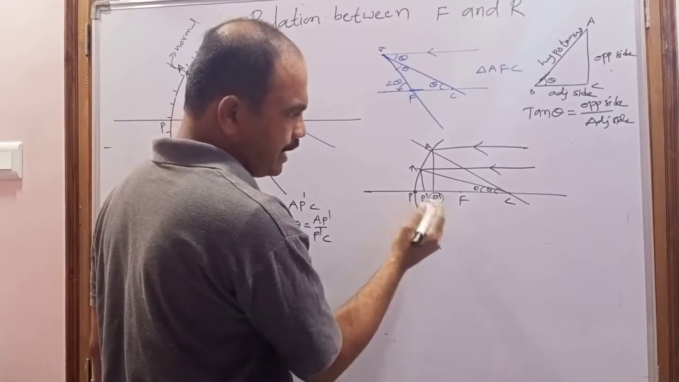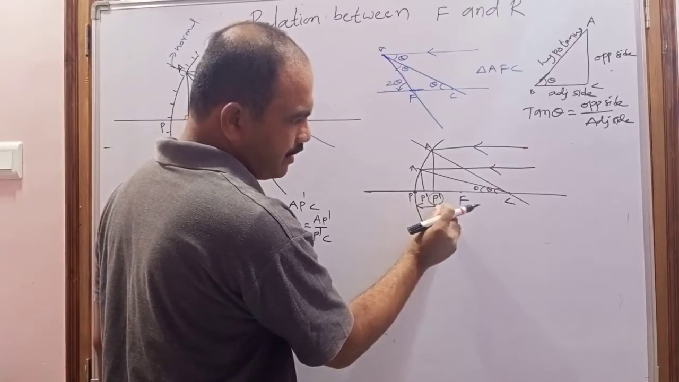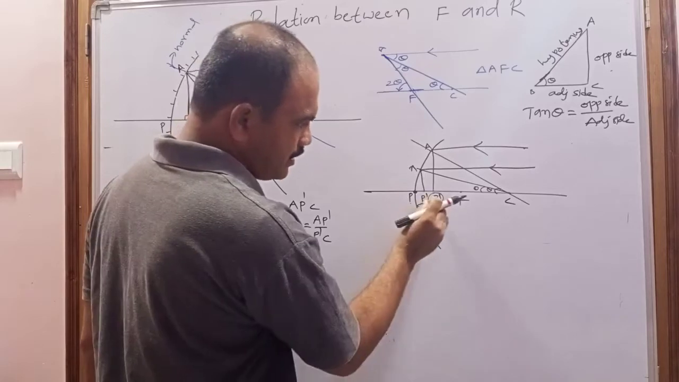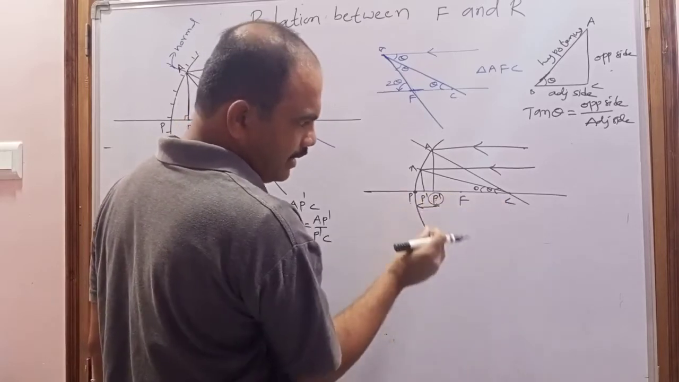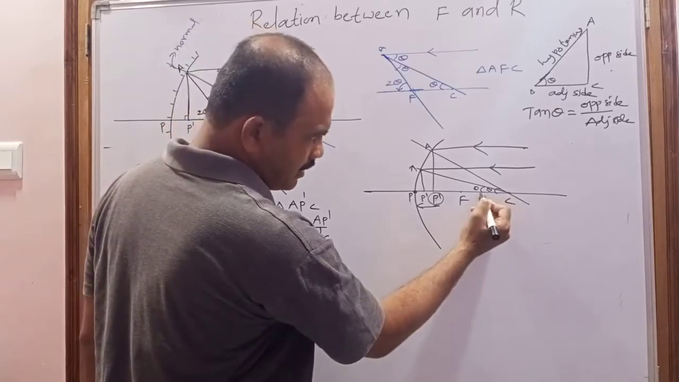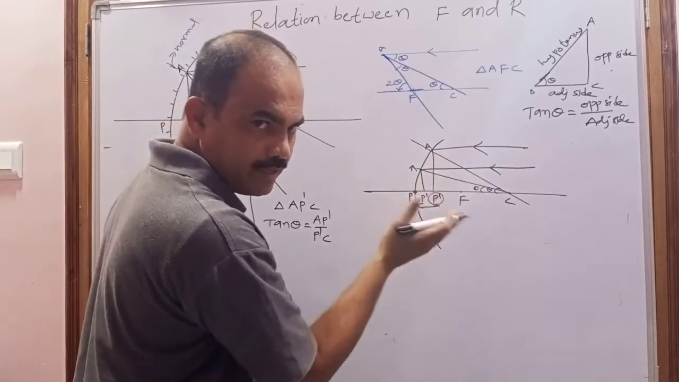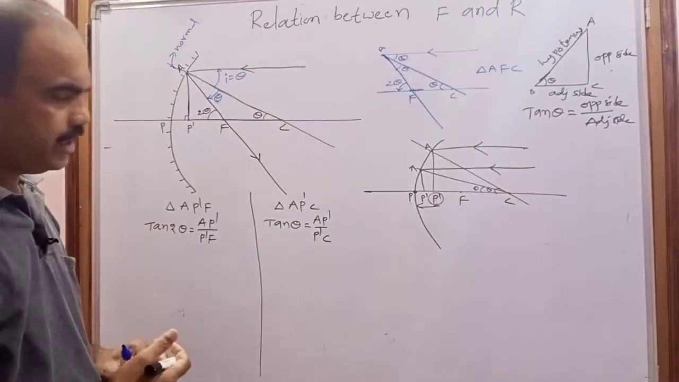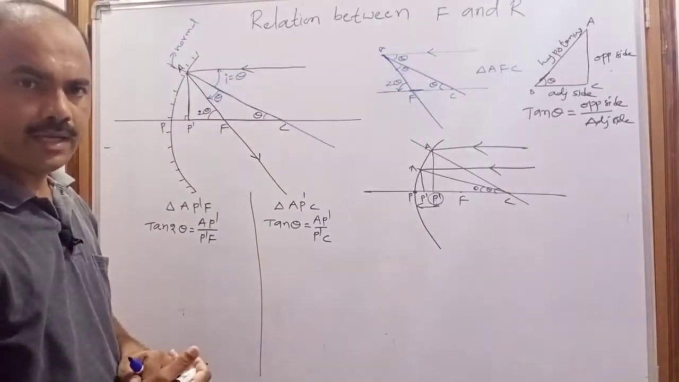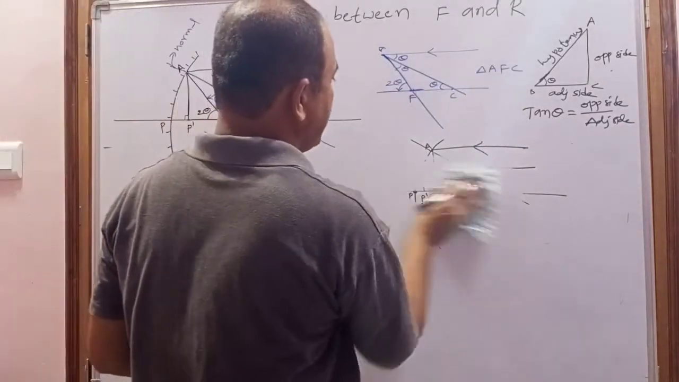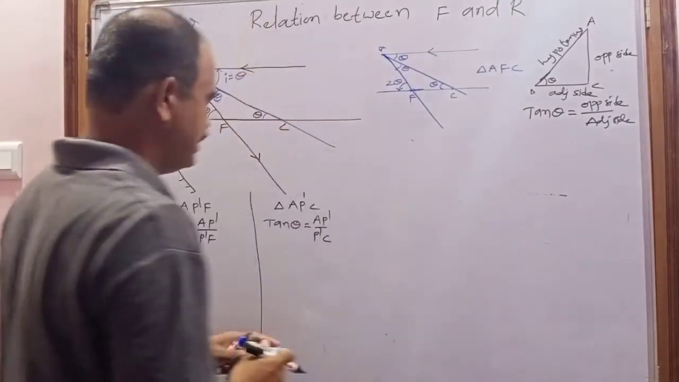When P dash is the same as P, the distance between P dash and F is the same as PF, and the distance between P dash and C is also the same as PC. As theta decreases and becomes very small, tan 2 theta can be taken as 2 theta, and tan theta can be taken as theta. This is only in the case of paraxial rays, so that's why I am taking the paraxial rays here.